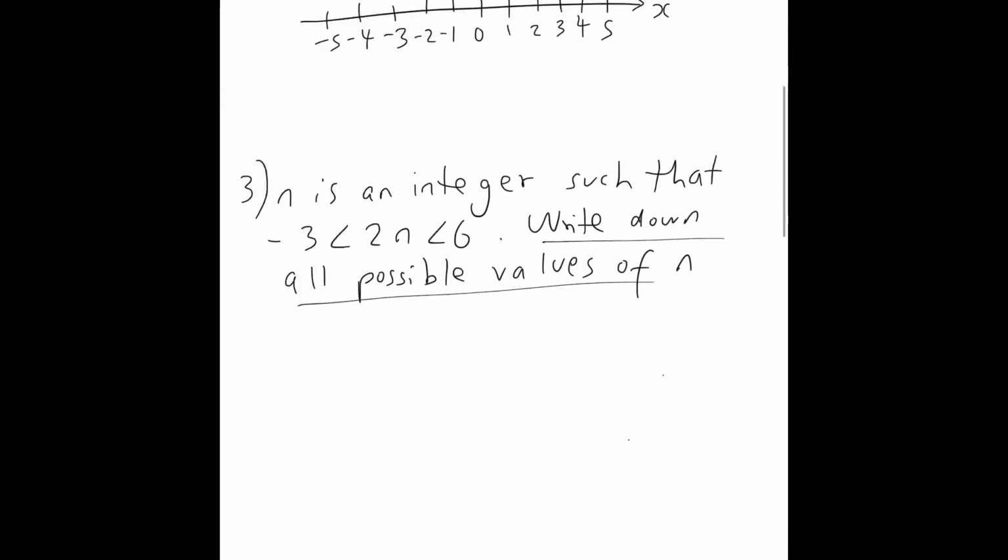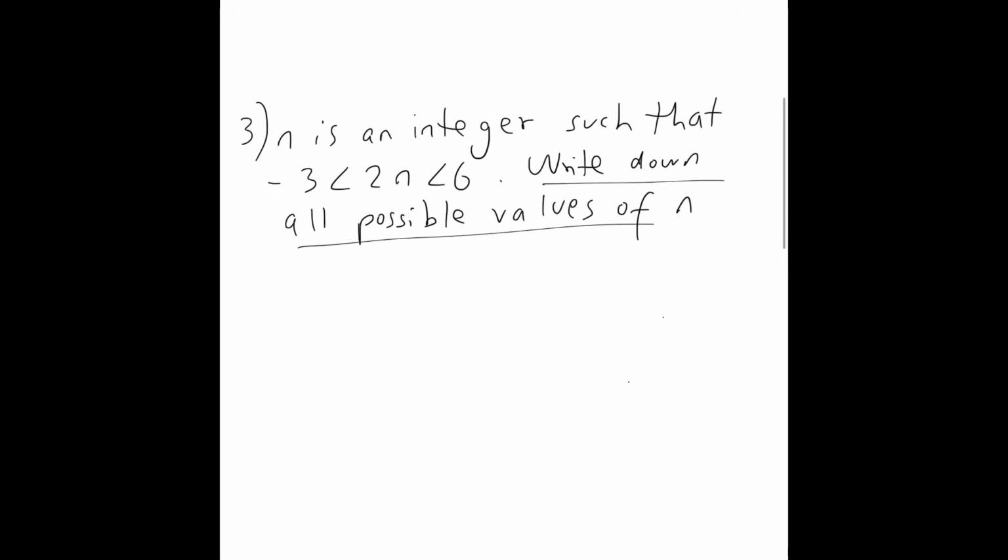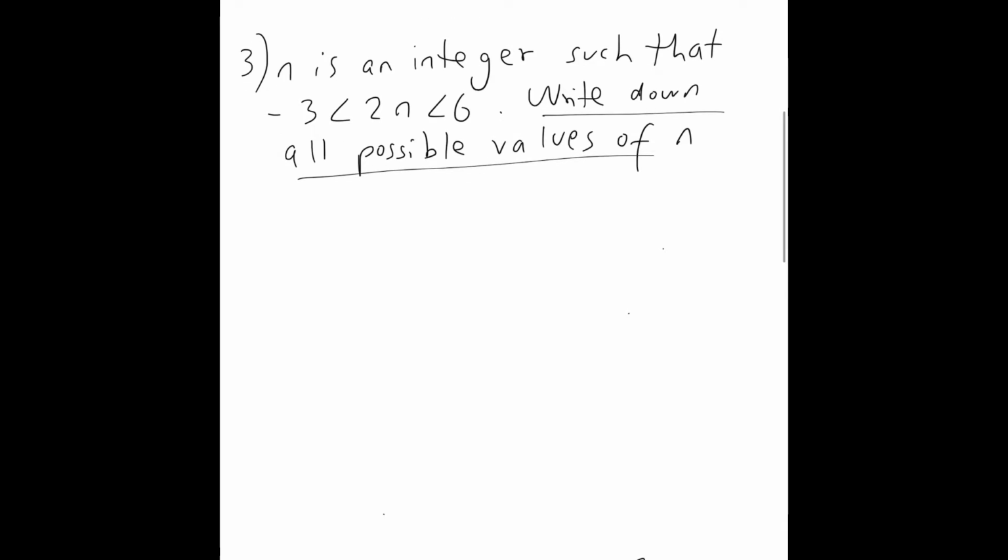Let's move on to the third question, which states that n is an integer such that -3 < 2n < 6. Write down all the possible values of n. For this question, you treat this as a normal equation, like I said. So what happens here is you have to create an overlap. I'm going to put two circles just to show it's similar to a Venn diagram, but not technically a Venn diagram. We're just using the concept behind it.